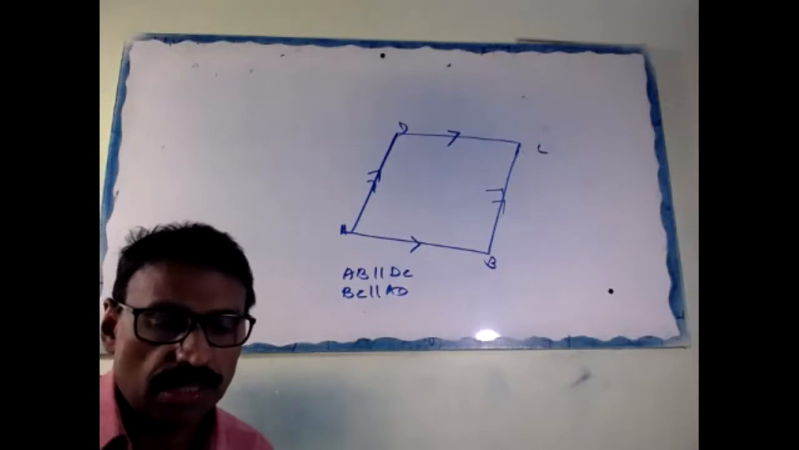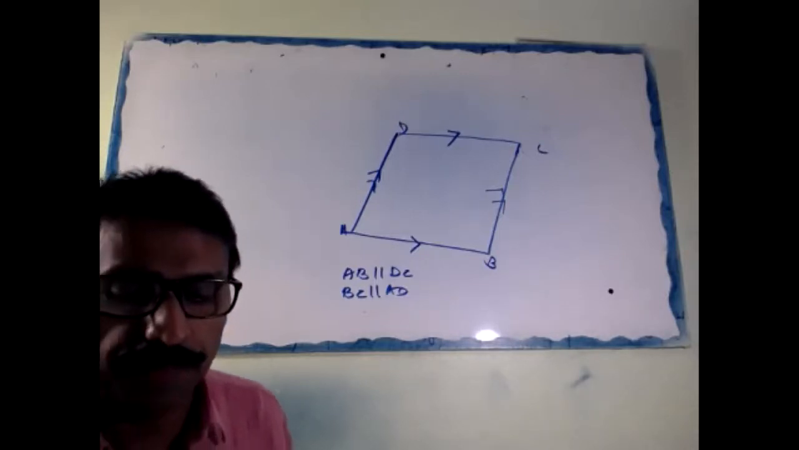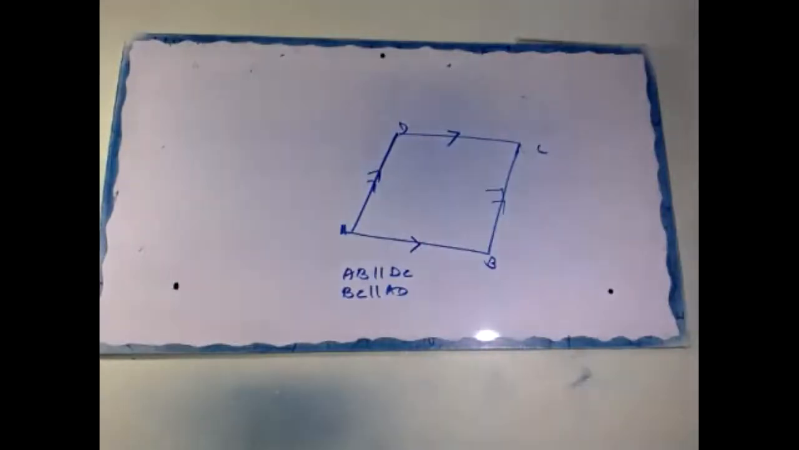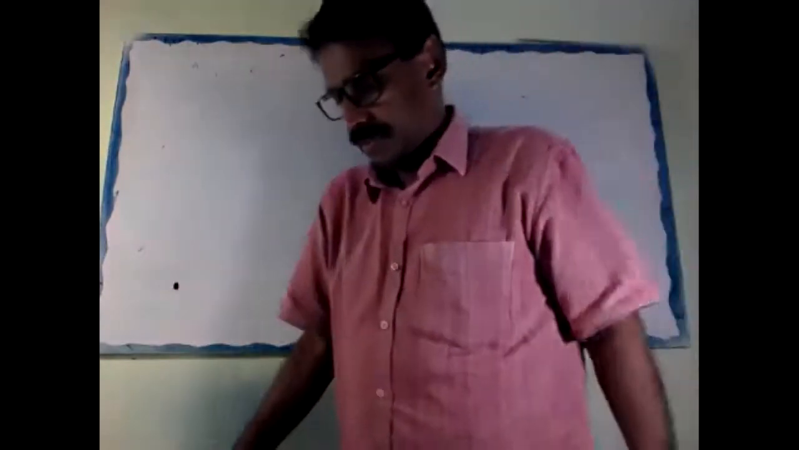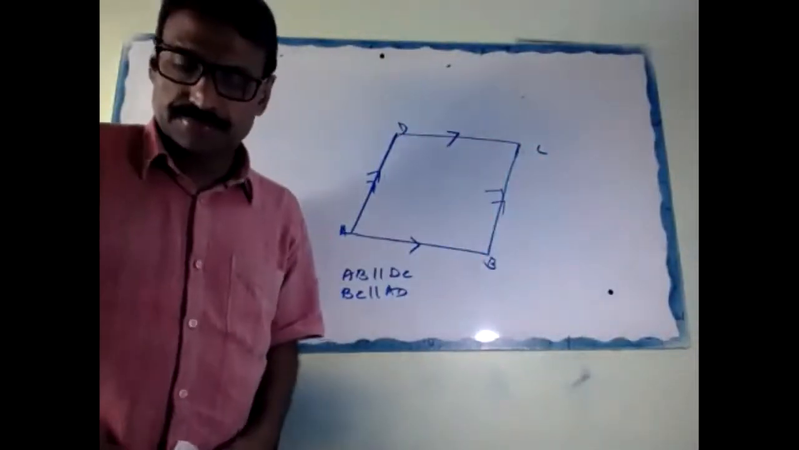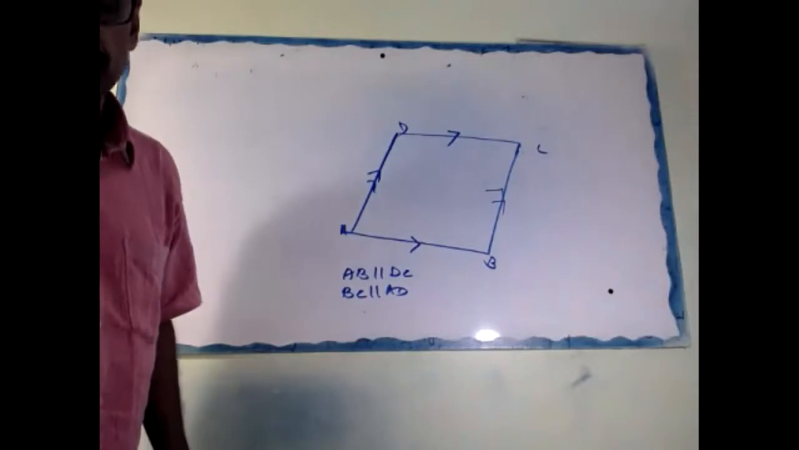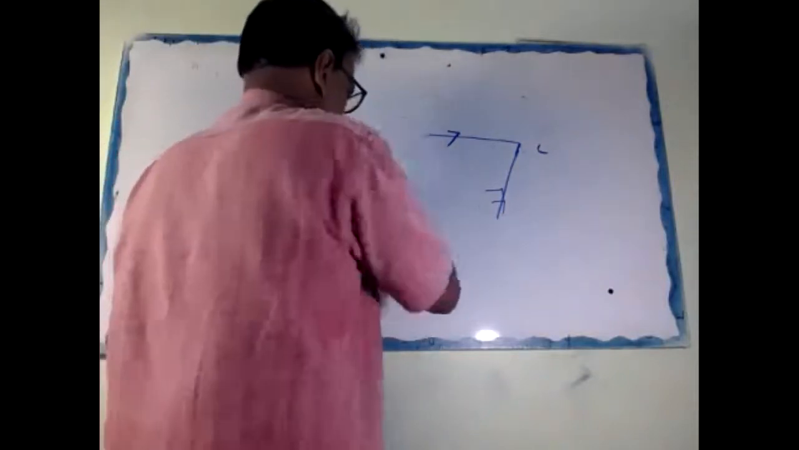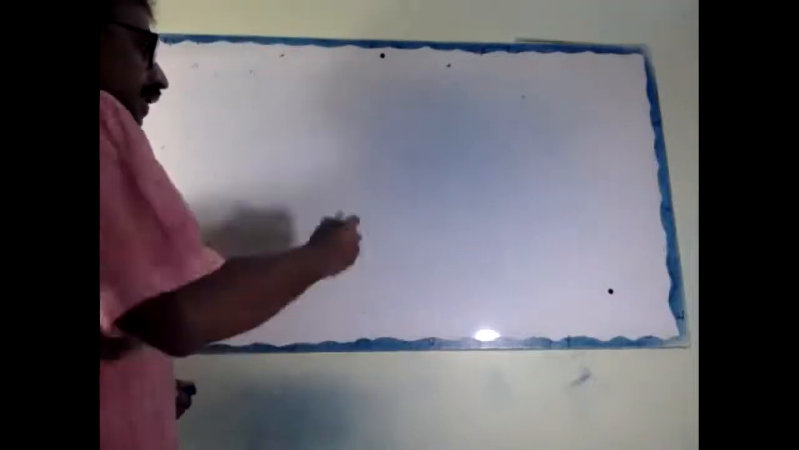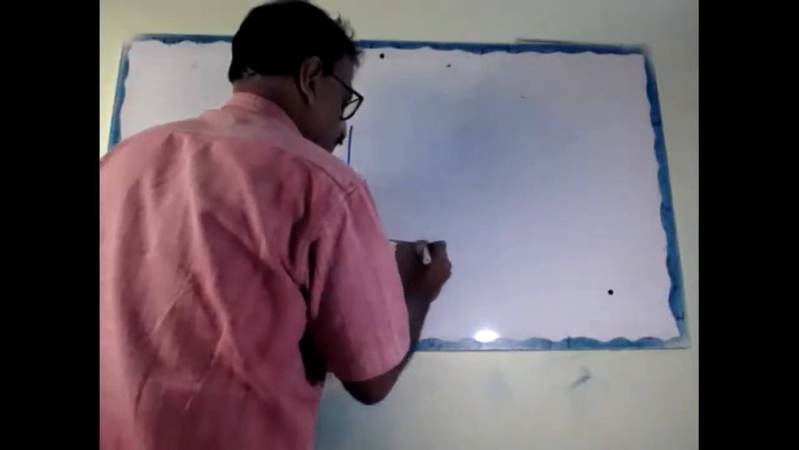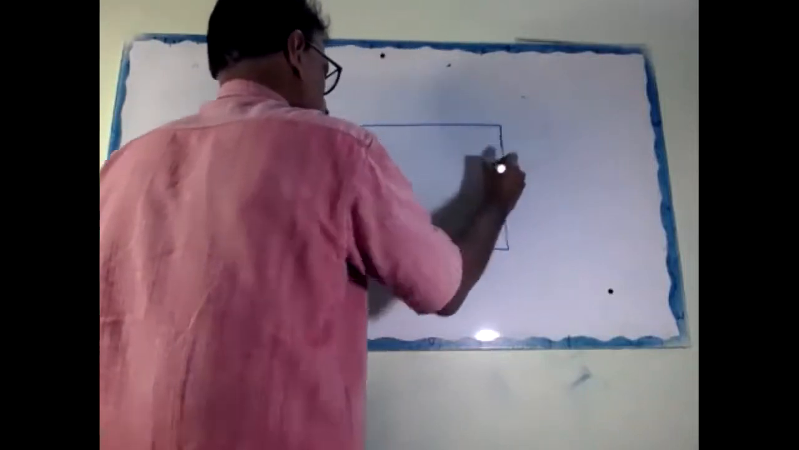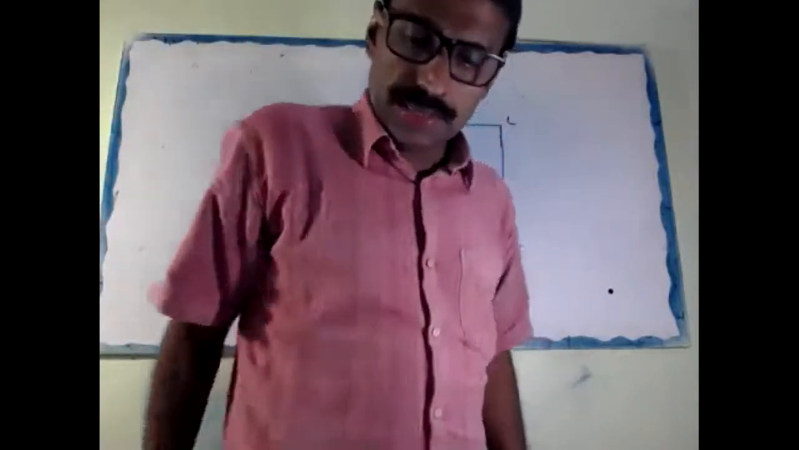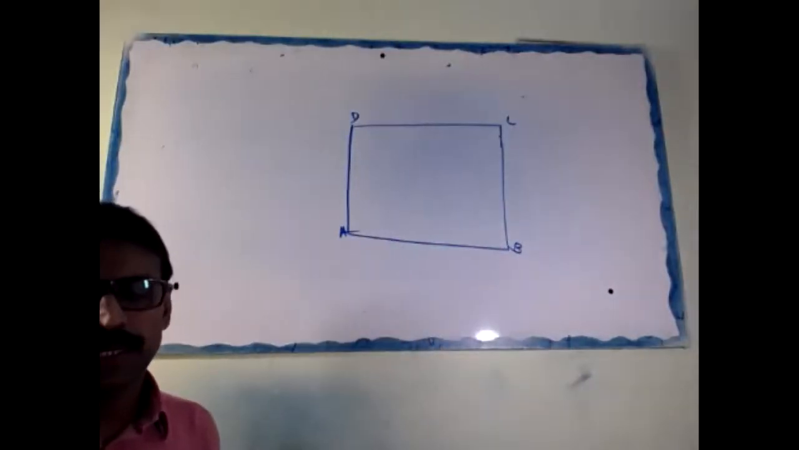Okay, finish. So next one: rectangle. A parallelogram whose each angle is a right angle is called a rectangle.